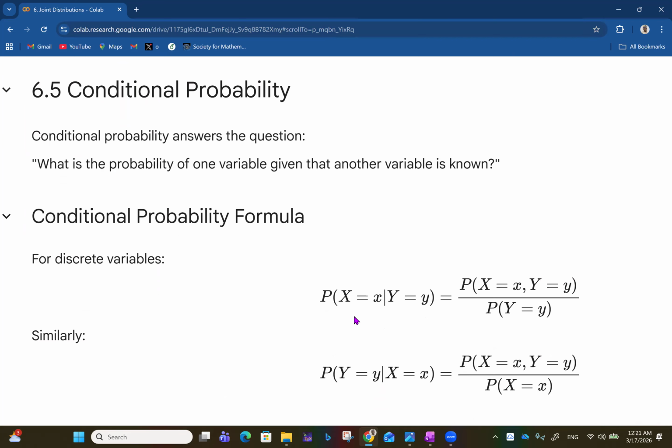For discrete variables, the probability that X is equal to x, given that Y is equal to y, is equal to the probability that X is x and Y is y, all over the probability that Y is y. And for the other direction, the probability that Y is equal to y, given that X is equal to x, is equal to the probability that X is x and Y is y, all over the probability that X is equal to x. The variable that is already known is always in the denominator, because you read it like the probability that Y is equal to y given that X is already x. The given part is what we have as the denominator.